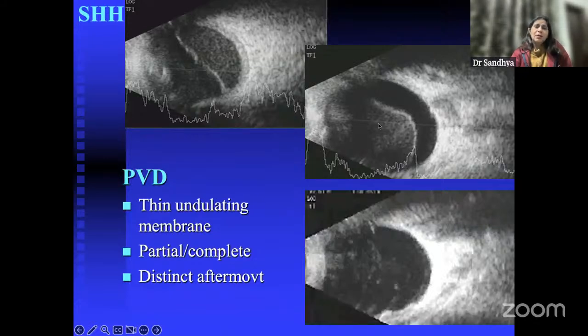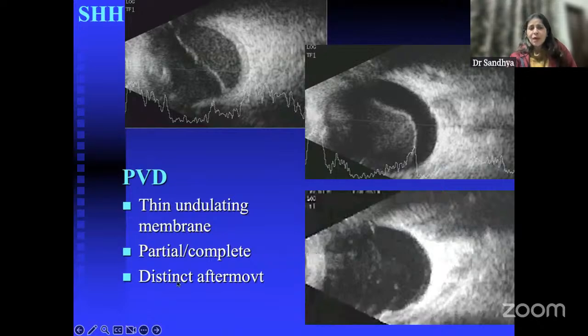If you remember, I was talking about kinetic sonography in my first few slides. So what is kinetic sonography? When you're doing the ultrasound, your probe is over the eye, and you ask the patient to move the eyes right and left. Now, PVD will be a thin undulating membrane. It could be partial or complete, that's a different thing.